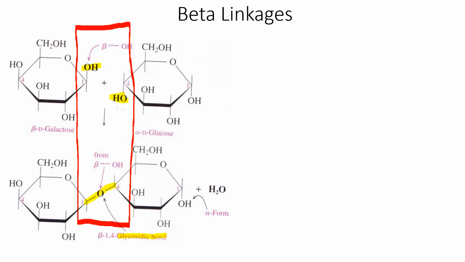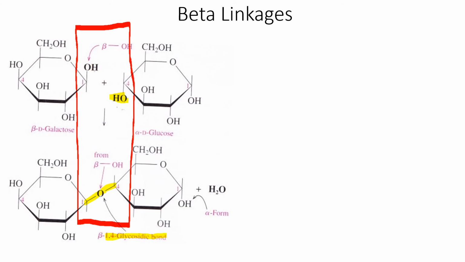Just like we saw in the previous example, it still involves the 1 position and the 4 position. What's different about this one compared to what we just looked at for the alpha linkages is the geometry, the orientation in space with respect to each other, which is a little bit different. So we want to point those out.